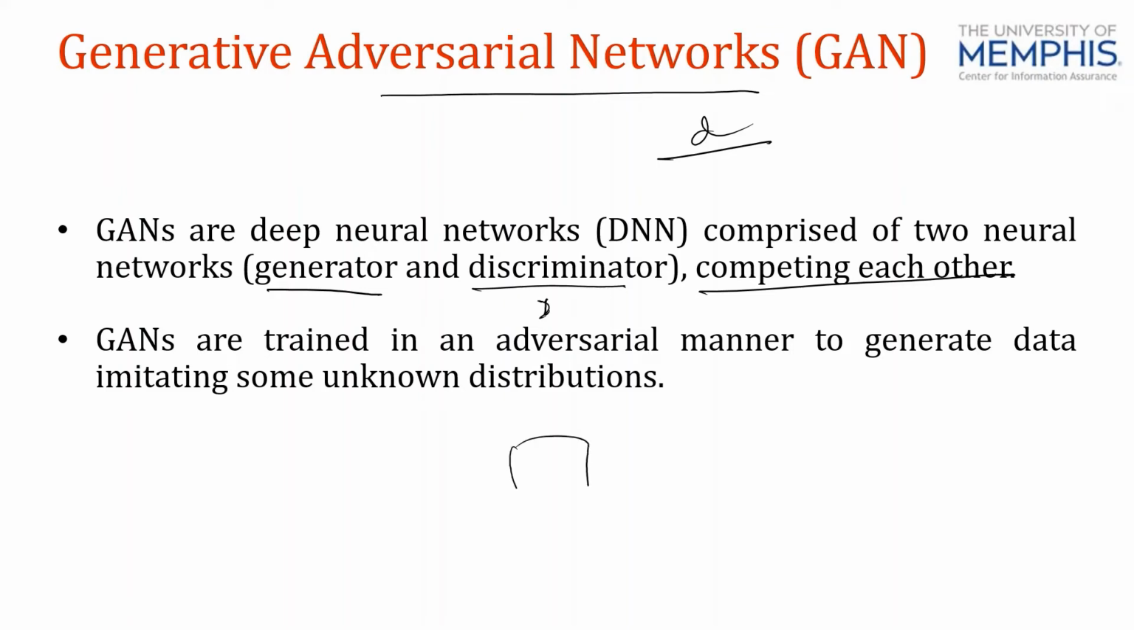This could be the structure. So this is the generator and this is the discriminator. It will generate a couple of fake samples and supply those fake samples to the discriminator, and the discriminator will say whether the samples are fake or real. Now GANs are trained in an adversarial manner to generate data imitating some unknown distributions. We will see all these things one by one in the next slides.